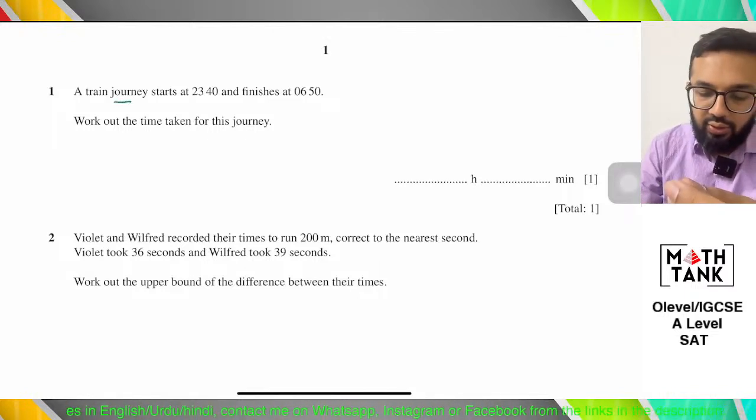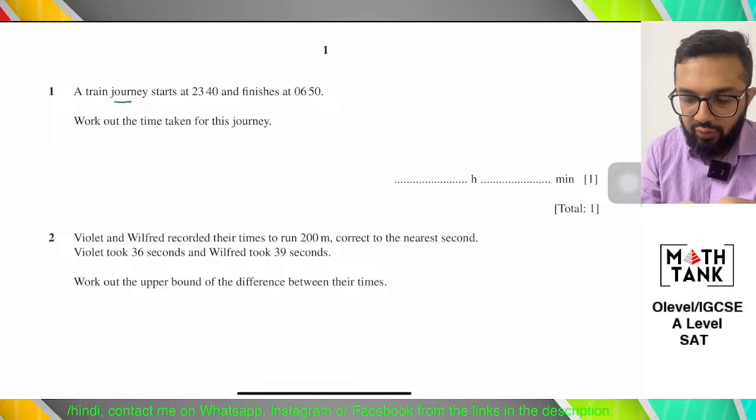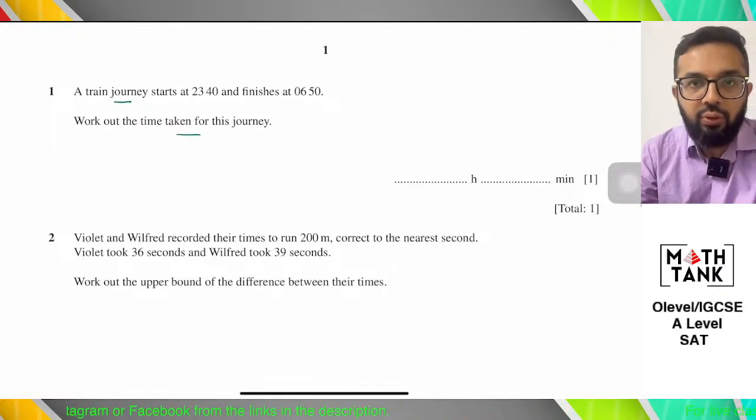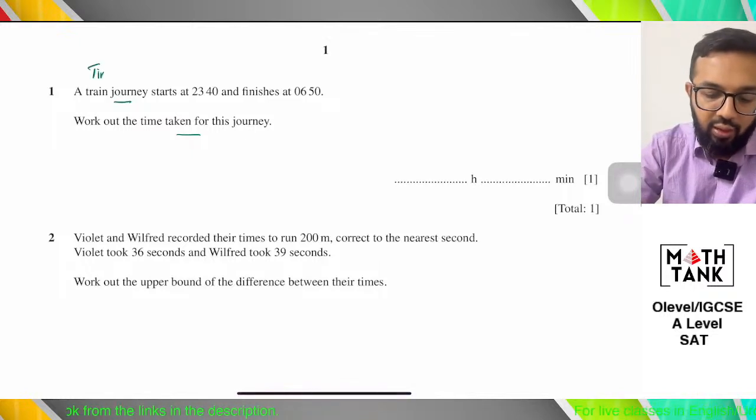This says the train journey starts at 23:40 and finishes at 6:50. Work out the time taken for the journey. Okay, so these are time questions. I will be posting other time questions later on.